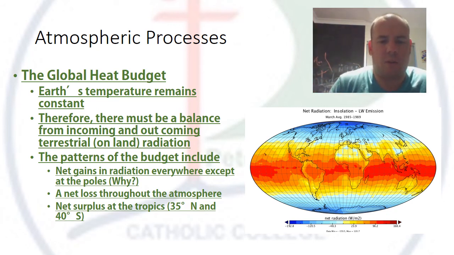There's a net surplus at the tropics. Obviously, between the tropics, we're going to get more and more heat. I remember going back to the previous slide, why does the equator get so much heat? Because it's in the center of the Earth and is closest to the sun.